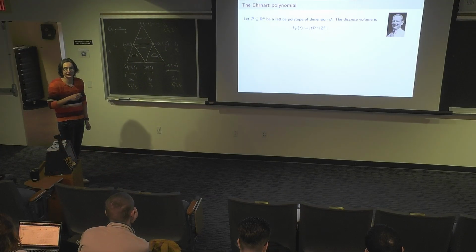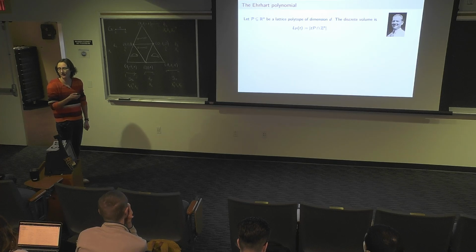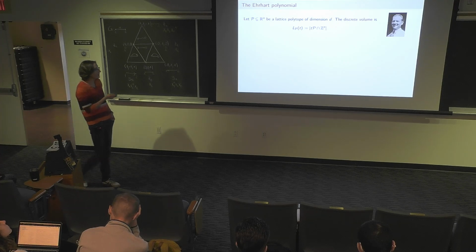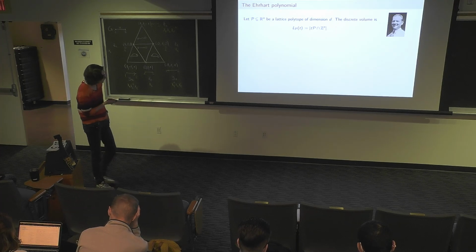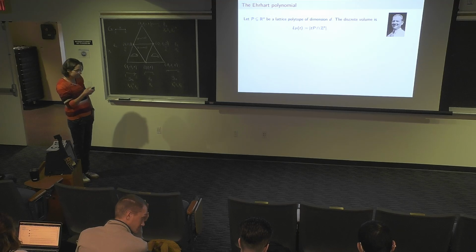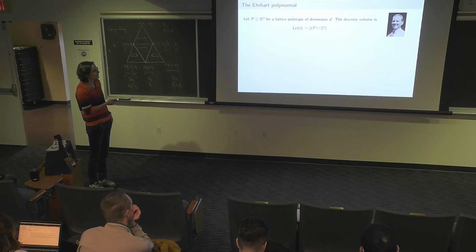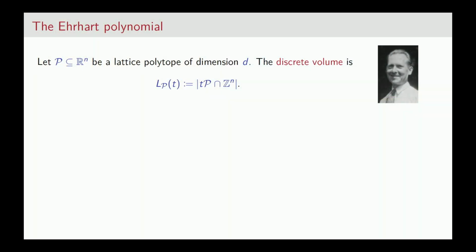Okay, so we had this yesterday. However, I want to recall it because I don't think that everybody is really familiar with it. So let's go a little bit into Ehrhart theory. What's the Ehrhart polynomial? Let's say we have a lattice polytope of dimension d in R^n. Then we can dilate the polytope by a factor of t, and we can count lattice points inside this polytope. This is what I call L_P(t), which is also called discrete volume. I count how many lattice points I have in the t-dilate.